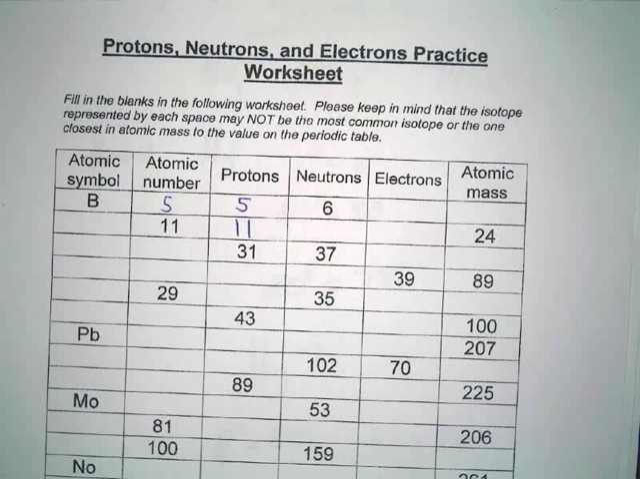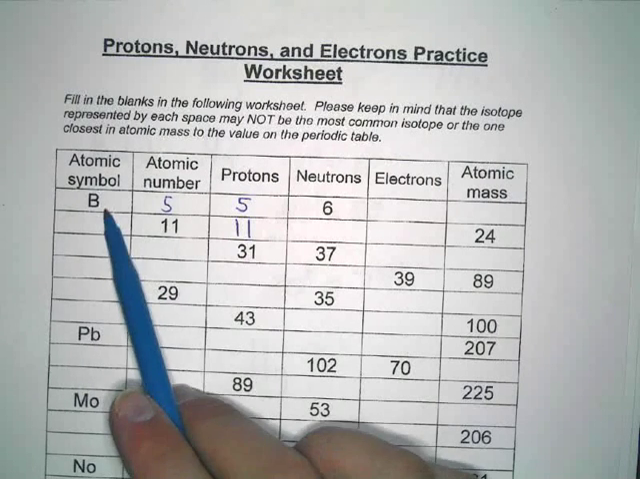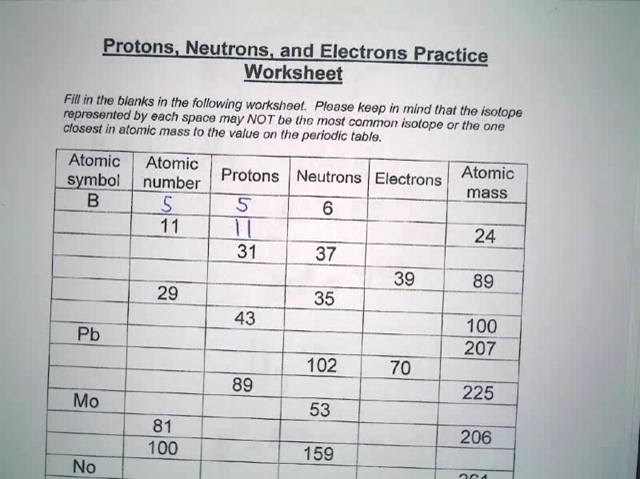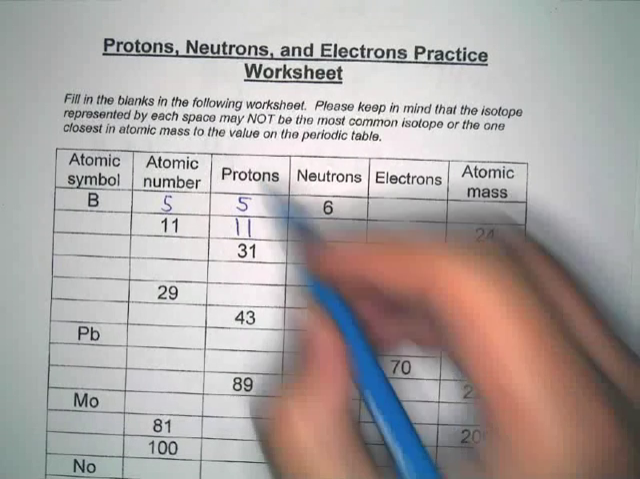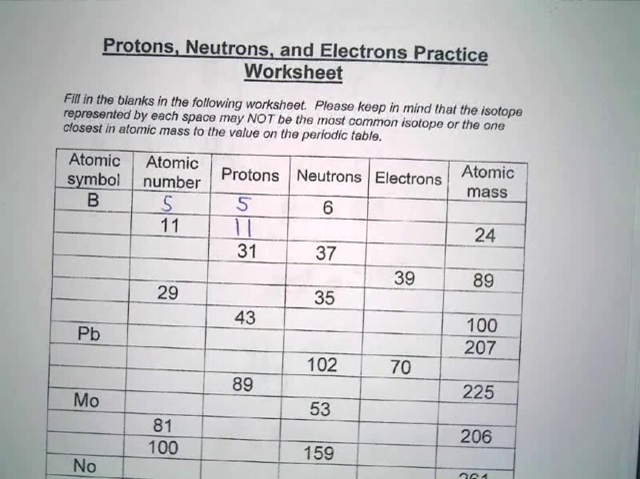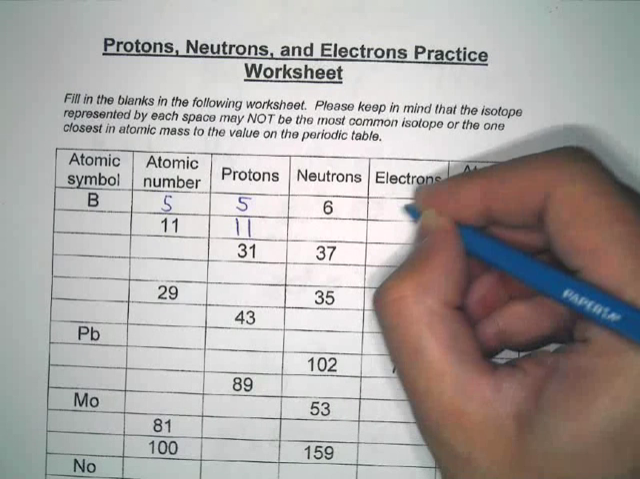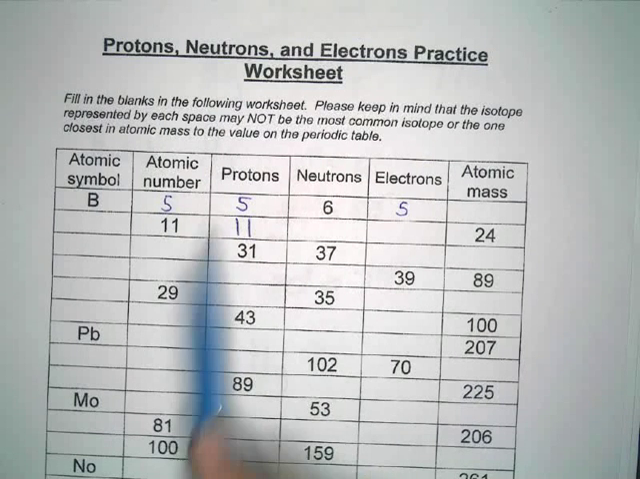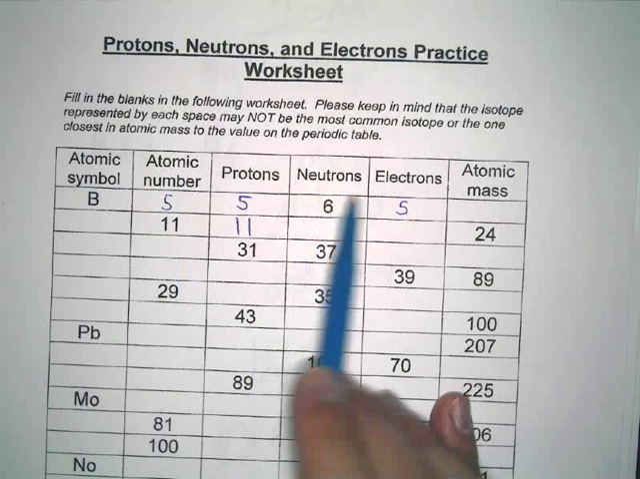Now, the next thing. In this case, what you're given, none of these are ions. So if that's the case, the number of protons and electrons will be equal because they're neutral. So you can just write a 5 here again. Are they always neutral? No, they're not always neutral. But on this worksheet, they're all neutral. So every single one of these columns, the atomic number will be equal to the number of electrons.